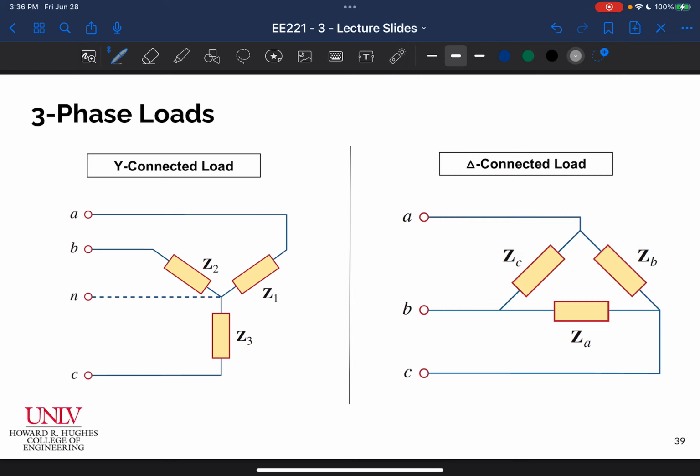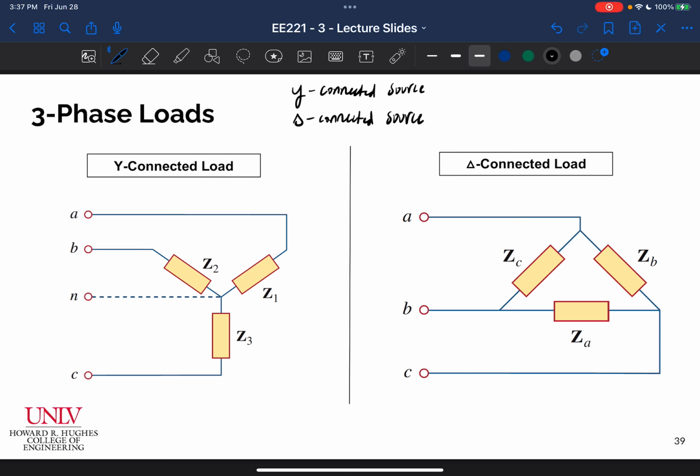Here we show 2 different types of three-phase loads. We talked about how there were 2 different types of three-phase sources. Of course, there was the Y-connected source. And then, of course, there was the delta-connected source, which we saw is really just the Y-connected source, but we're using the voltages differently.